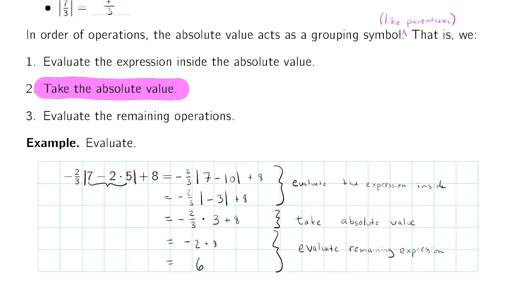So if we have multiple absolute values in an expression, we can work out the expressions inside in parallel. If we have absolute values and things in parentheses, we can work those out in parallel. It's just before we do anything to the absolute value, we have to work out the expression inside, and then we have to actually take the absolute value.